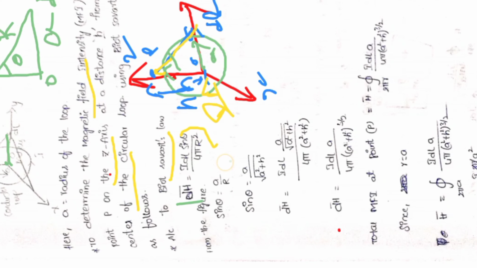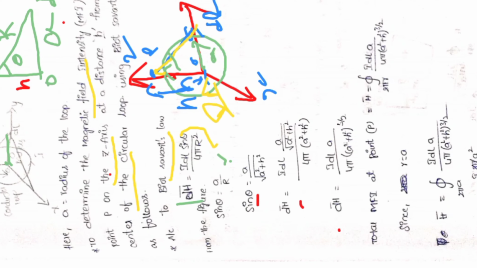From the figure, sin theta equals opposite side by hypotenuse, so you will get a by r. Here r is the hypotenuse, so we can write a square plus h square gives r square. So r is the square root of a square plus h square.